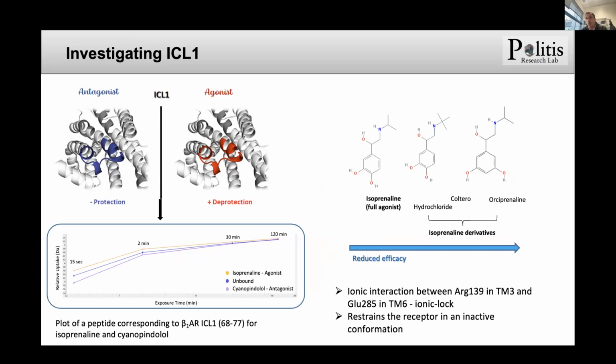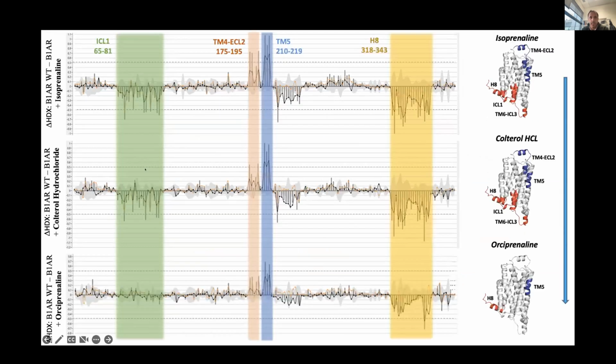Something we're investigating more, and that I will close with, is ICL1. It is a loop on this GPCR that we have seen can give either protection or deprotection with antagonists or agonists respectively. And we've been studying a bit more the impact it has on dynamics, but also on the functional dynamics of the protein. And here we have designed experiments. We have a reduced efficacy of the different agonists, such as isoprenaline, for instance. And here we can see that we have different levels of impact on ICL1, and we want to take this further toward more biological insight in our research.